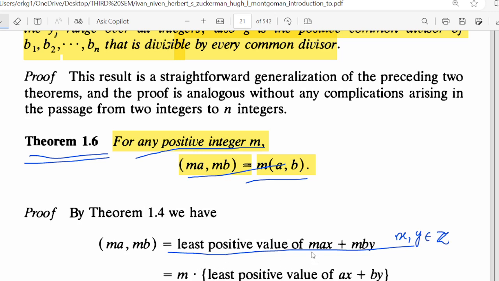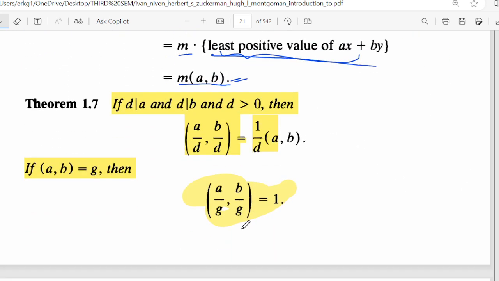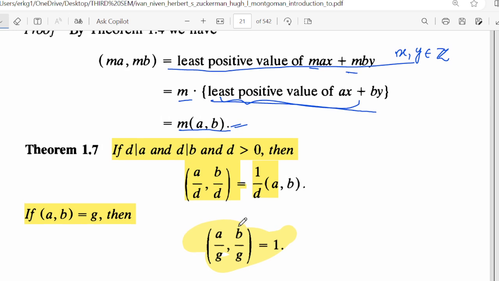So we take the common value m, and the least positive values of x and y. And this is the definition of GCD of a and b. So m times GCD of a and b. So we have also proved this theorem. Now we go to the next theorem, theorem number 1.7.